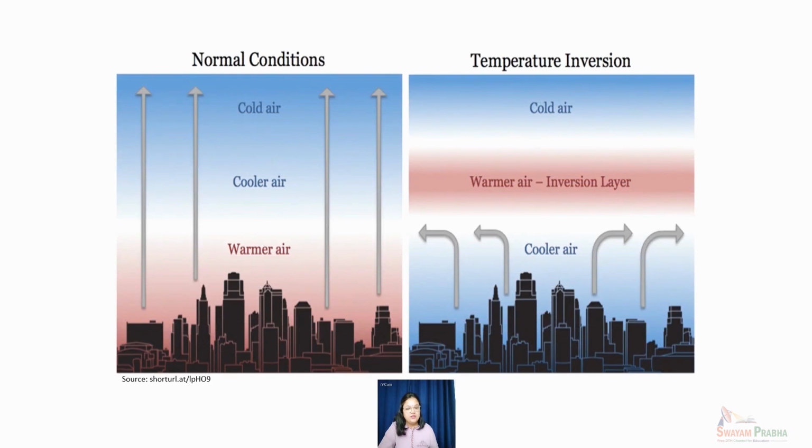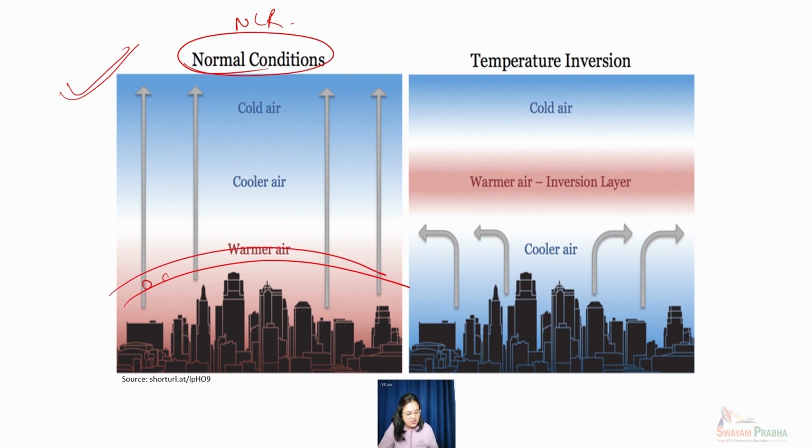So you can better understand with this particular diagram here that this is the condition of normal lapse rate. You can see that the layers which are near to the ground surface soak the outgoing terrestrial radiation first, and then gradually the heat is dissipated to the upper layers of the atmosphere. So this being the warmer and this being the cooler layer.